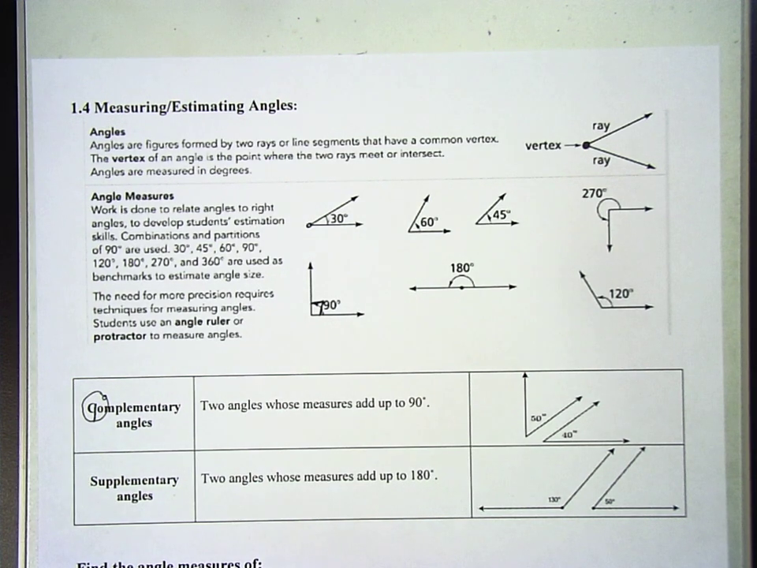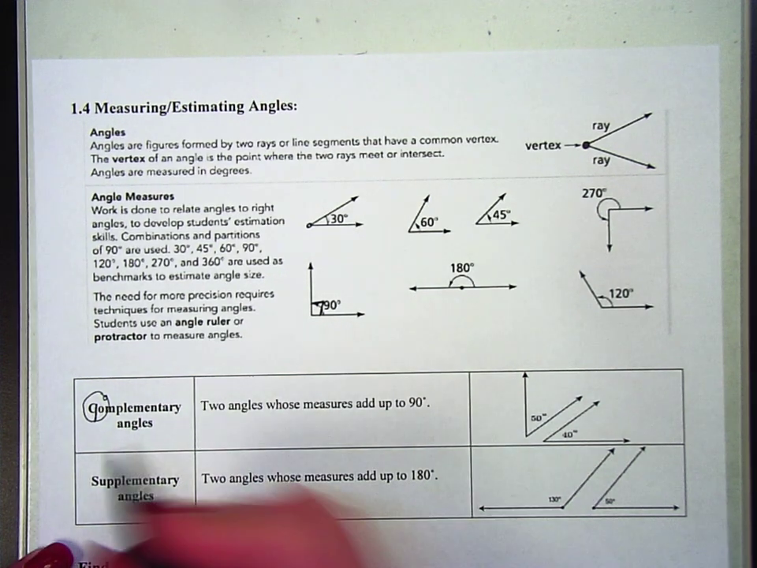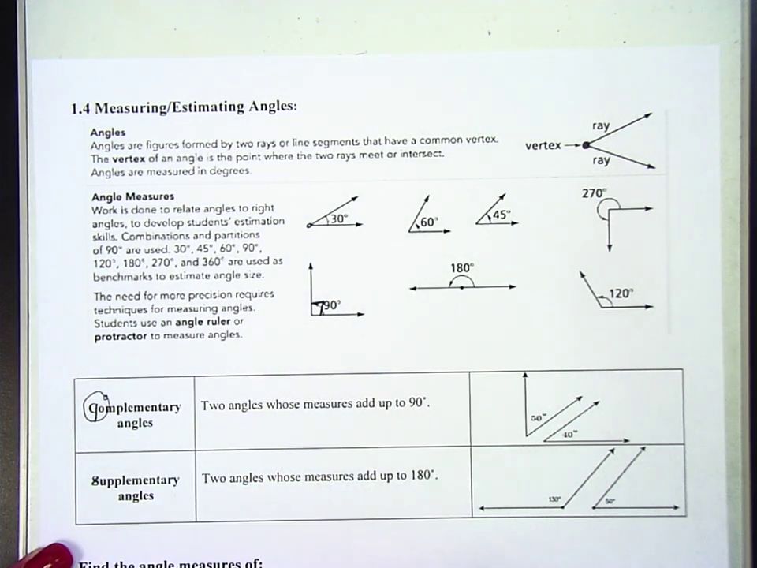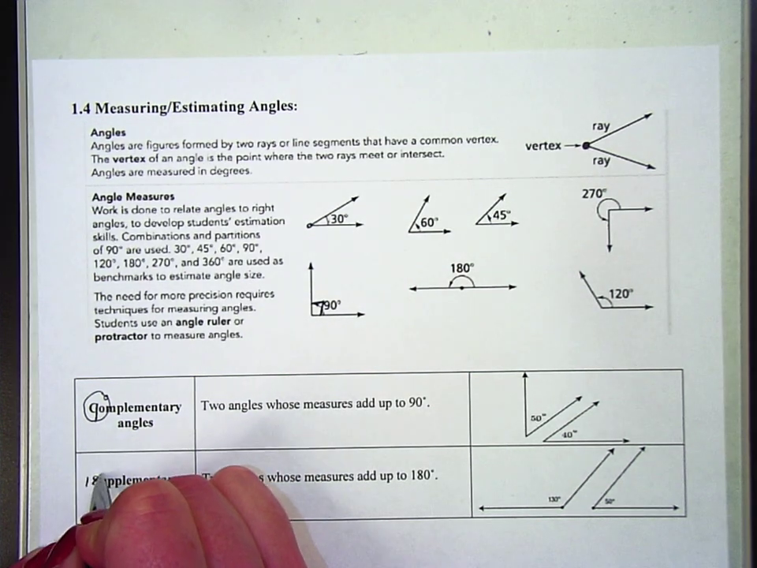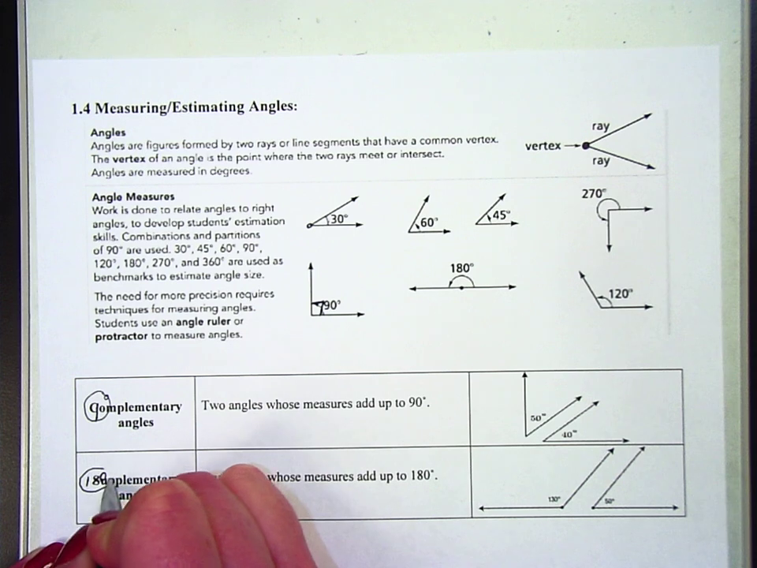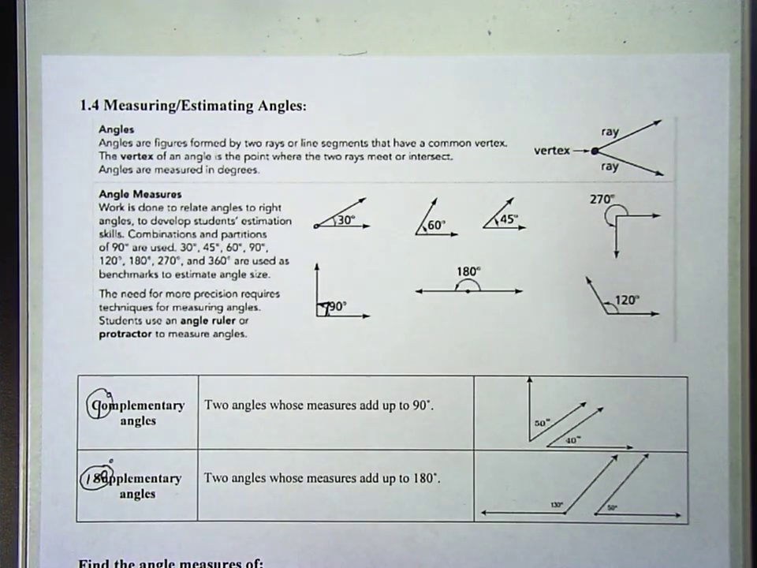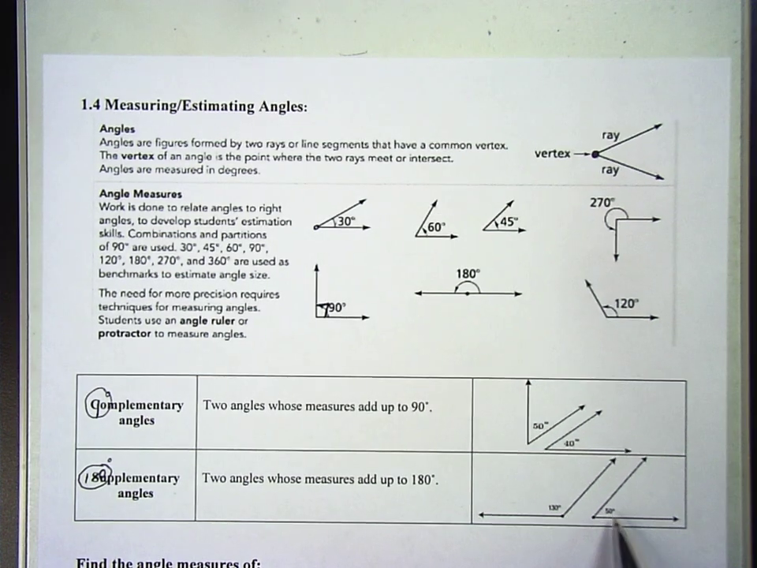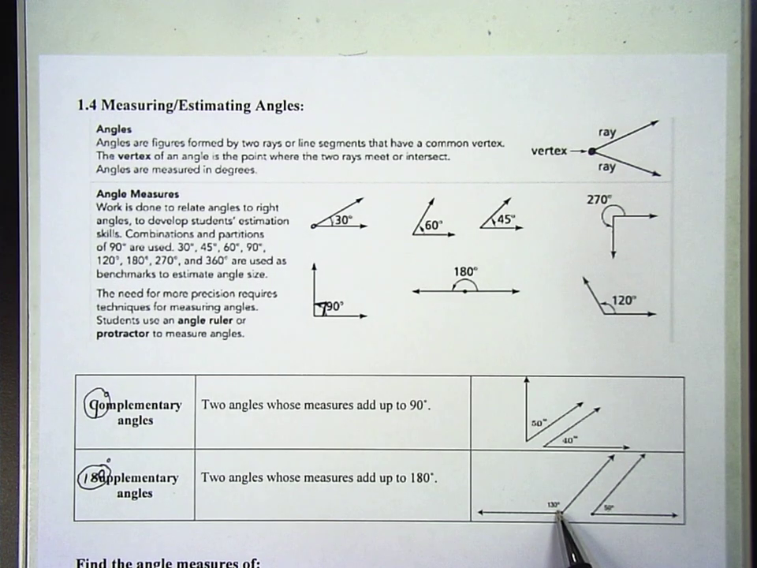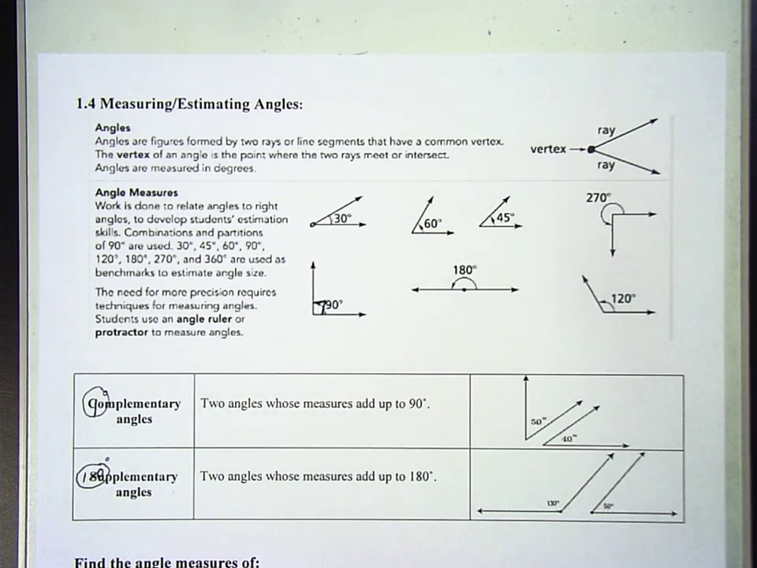A supplementary angle is two that add up to 180. I like to change the S into an 8, and then I can put zeros around it so it looks like 180 degrees. That's just my way of remembering. If you have a different way, that's awesome. But in this case, I'm looking for two things that add up to 180. So 130 plus 50 equals 180.